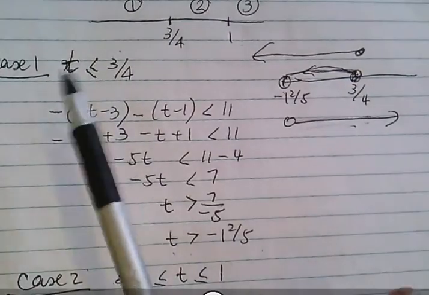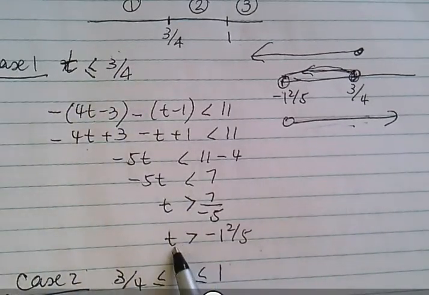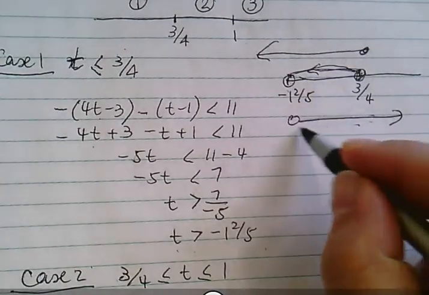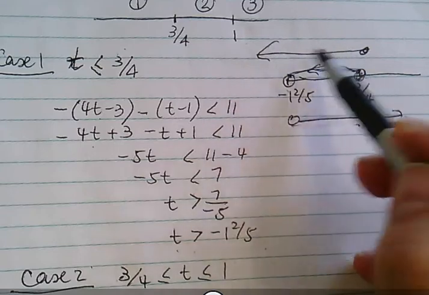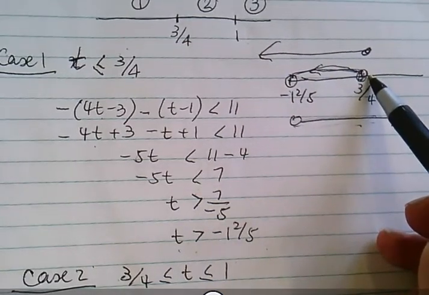So this is case 1 wants values of t less than or equal to 3/4, and I've got t is greater than 1 and 2/5. So here is t is greater than 1 and 2/5. Here is t is less than or equal to 3/4. The overlap is between -1 and 2/5 and 3/4.